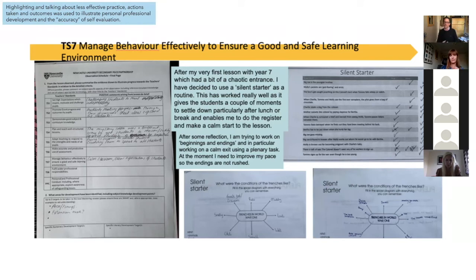So we had this idea of a silent starter, because the beginnings of lessons were perhaps a little bit disjointed, a bit unruly, and the student teacher here thought, I know, I'm going to try this out. And there's a really good example of an approach to managing behavior that's really proactive. It's expecting good behaviors. It's not just responding to bad behaviors. It's trying to set the scene and set the stage more clearly at the start of the next lesson.